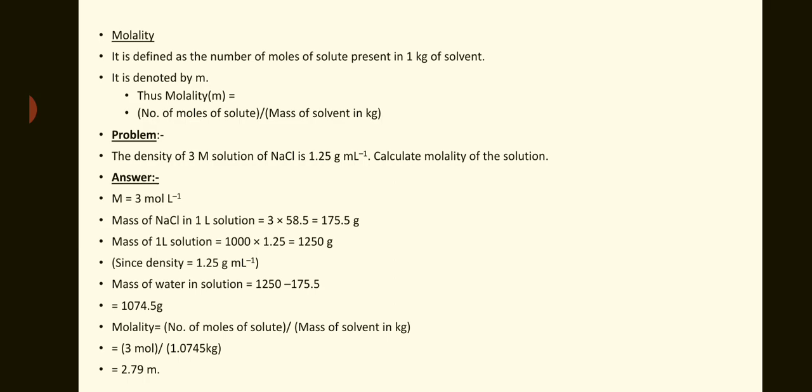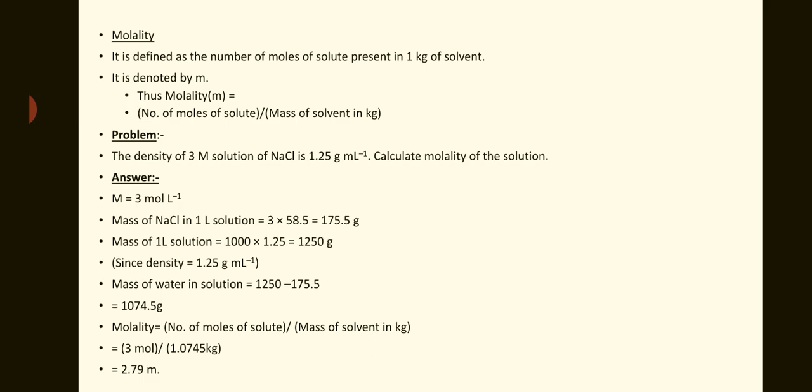That means the mass of NaCl in 1 liter of solution is 3 into 58.5 gram, because the gram molecular mass or molar mass of NaCl is 58.5. How is it 58.5? Sodium is 23 and chlorine is 35.5. If you add 23 plus 35.5, you will get 58.5. It is multiplied by 3 because a 3 mole per liter concentration solution is given to you. So 58.5 multiplied by 3 becomes 175.5 gram.